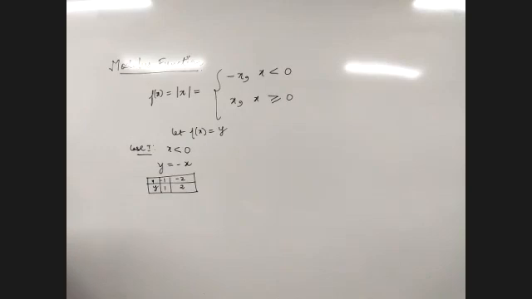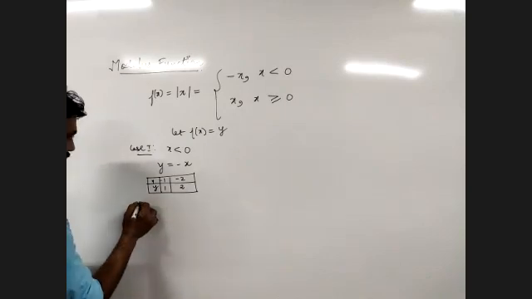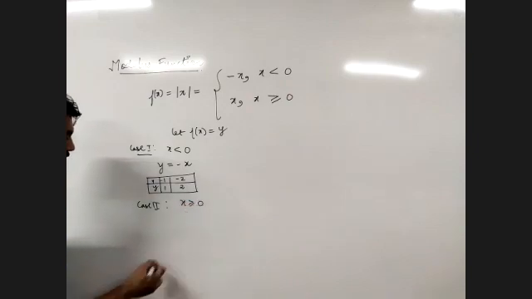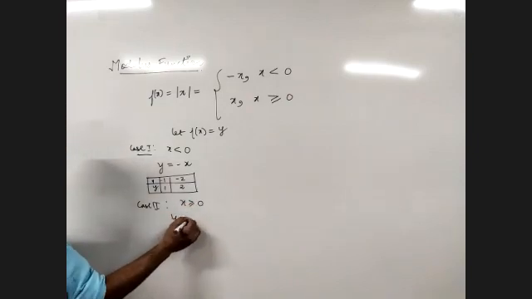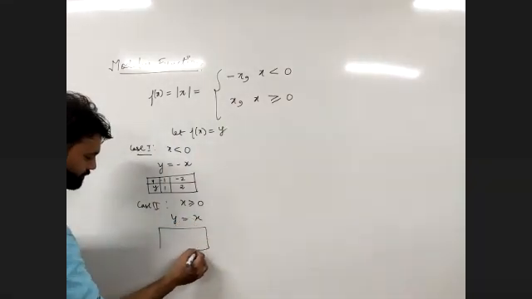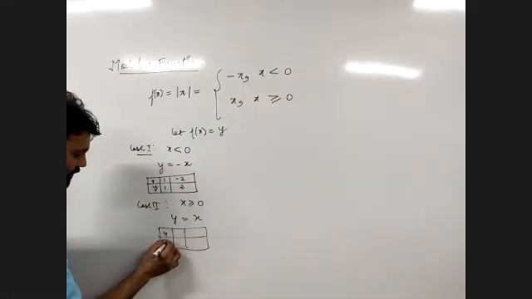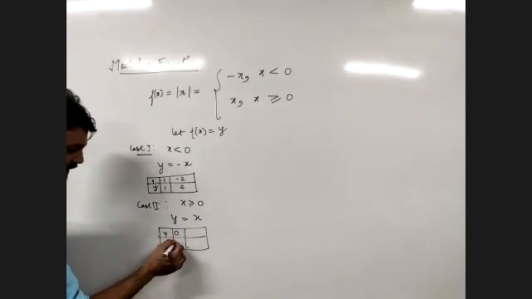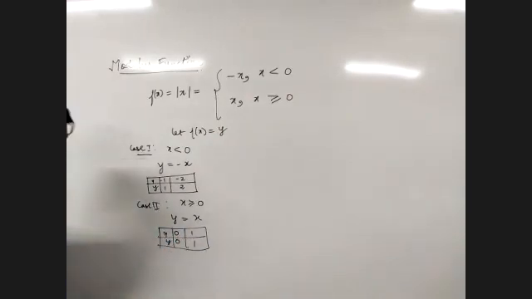So, what should be the value of x? Minus 1. Can't we take 1? No, we cannot, because x is less than 0. So when x is minus 1, y will be 1. When x is minus 2, y will be 2. Any doubt? Case 2: when x is greater than or equal to 0, then y will be equal to straight away x. So when x is 0, y will be equal to 0. When x is 1, y will be equal to 1.